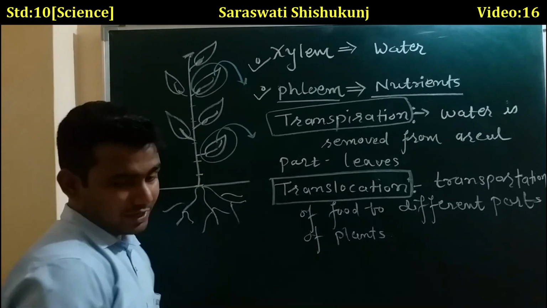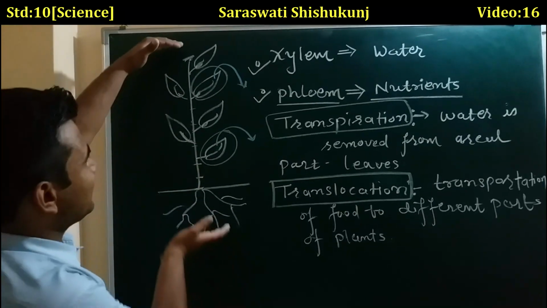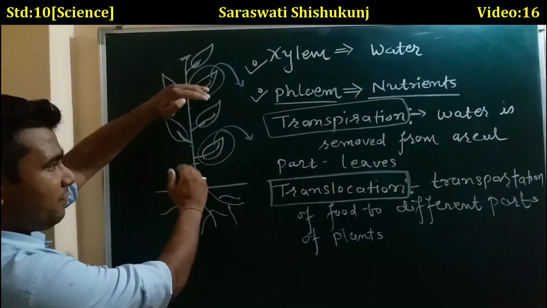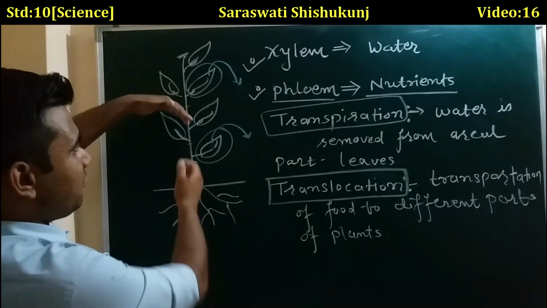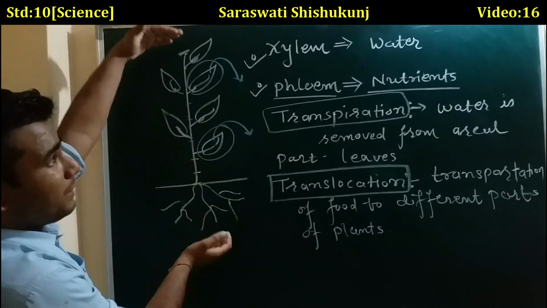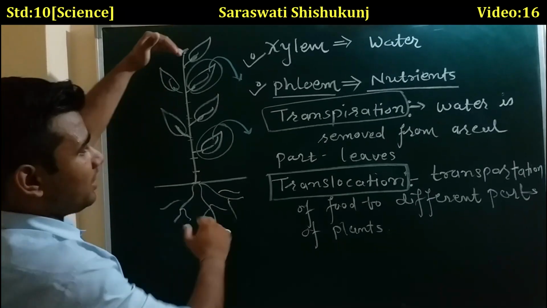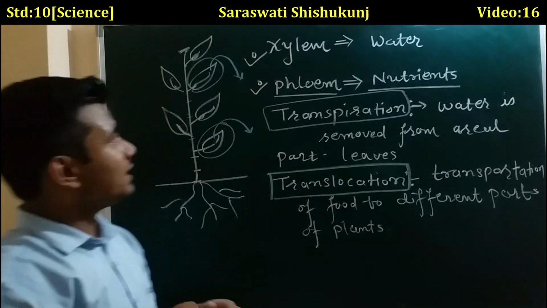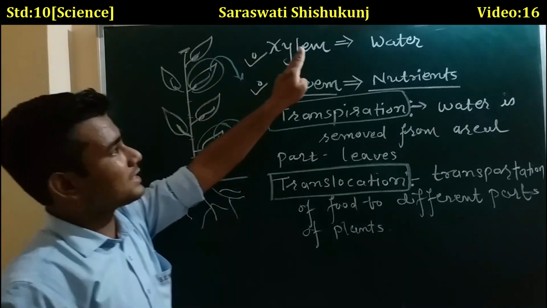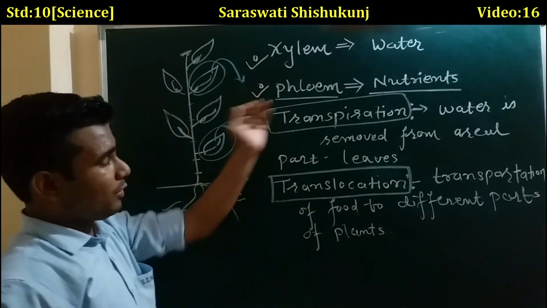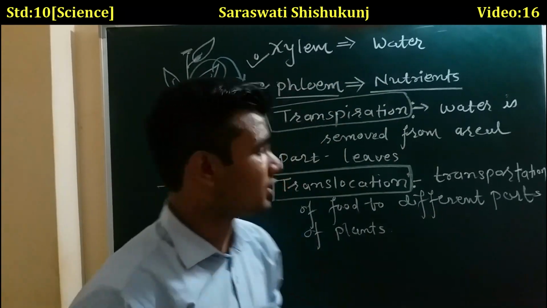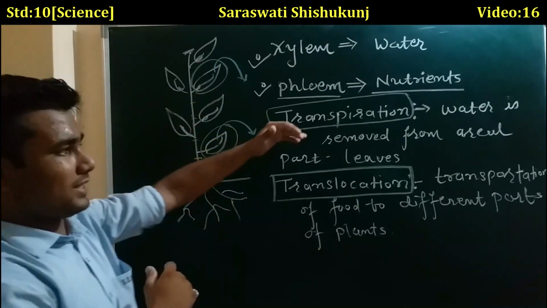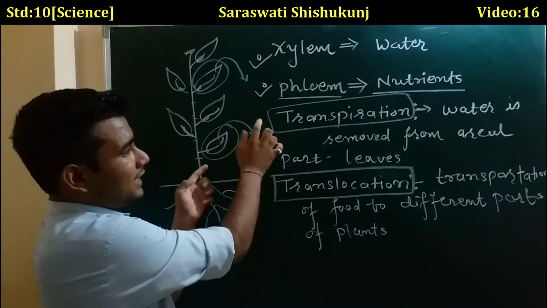So again, try to understand that in short plants, only by the process of diffusion, water was transported. But if the path of transportation is long, water will not get transported only by diffusion. For that we have the xylem system and phloem system. The xylem system is responsible for transportation of water, while the phloem system is responsible for transportation of nutrients.